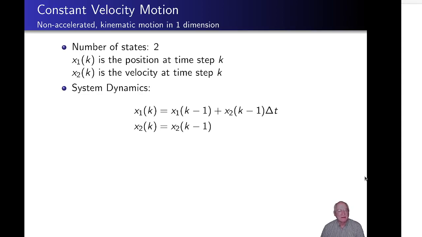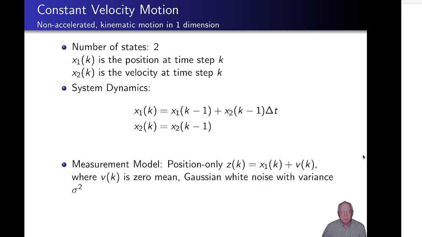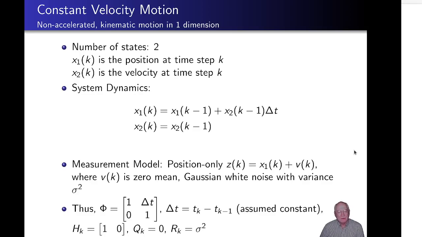The first state is dynamic in that the position is equal to the prior position plus the velocity times the time. And the second state, x2, the velocity state, is not changing. It's constant velocity. Now, as far as measurement goes, we have only a position measurement. So the H matrix will actually be a row vector. And now you can see what the matrix math looks like.